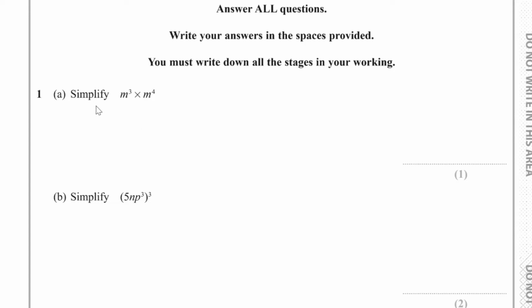Question number 1. For part A we have to simplify m cubed multiplied by m to the 4. Well, when we have the same base and we are multiplying, we would add the powers. And so if we add the powers, we will end up with m to the 3 plus 4, which simplifies to m to the 7. We have m to the 7.